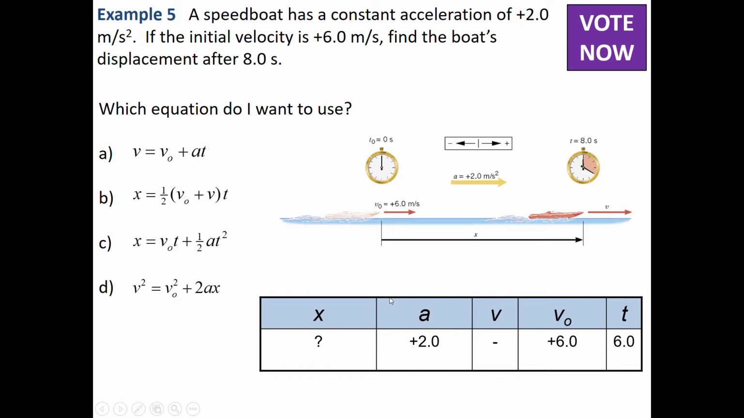So now I would go to my big 4, and I'd figure out which equation do I want to use. So here's my 4 choices from the last slide. I would want one that has x, a, v naught, and t in it. So let's take a look. Which equation do I want to have? Not this one, but this third equation. That looks like the right one.